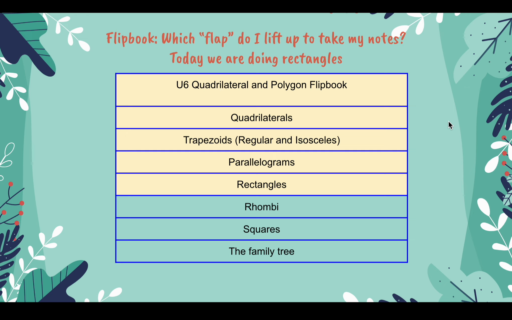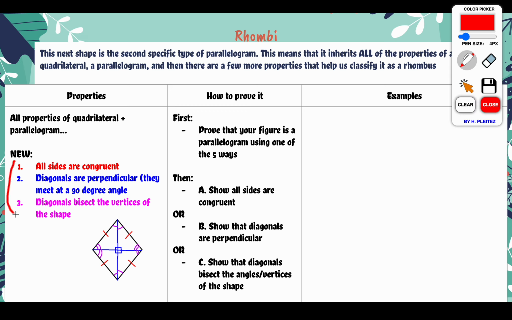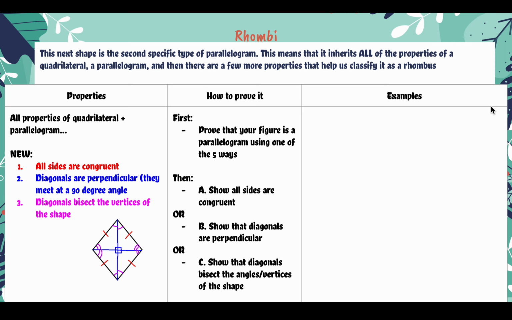Now we're going to write the specific properties of a rhombus, so make sure you're lifting up all of the flaps that are in yellow, and then you can write this stuff down. Again, this is a specific type of parallelogram, which means that it's inheriting all of the properties of a parallelogram and a quadrilateral as well. And then there are a few more properties that help us classify it as a rhombus. So under your properties tab, you want to make sure that these new properties are really prevalent to you. Because at this point, we should already know all of the properties of a parallelogram, right? So if you do know all of the properties of a parallelogram, you really only need to study these three new properties, and it's going to help you figure out what a rhombus actually is.